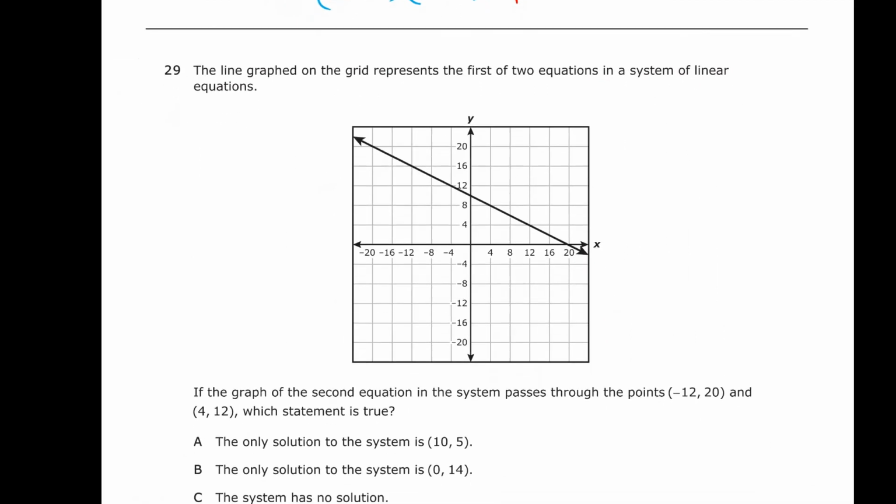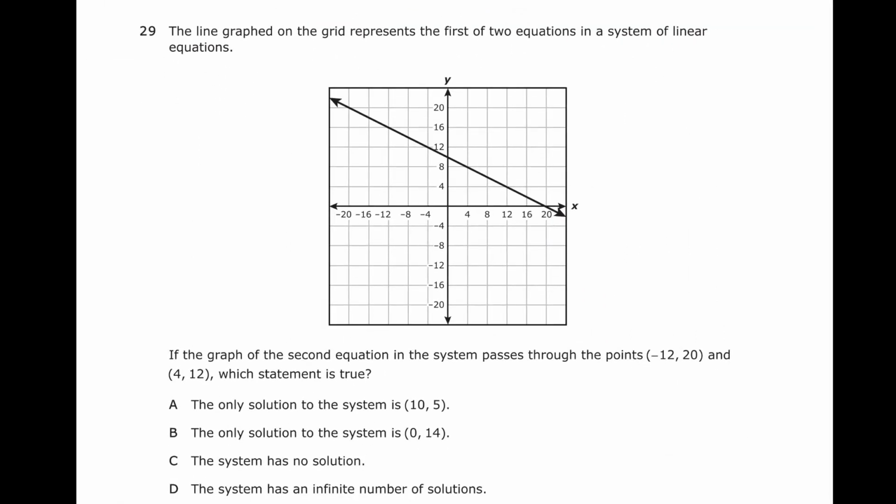All right, our next one, it wants to know which one is passing through the points and how it compares to our original one. It's talking about a system. They've graphed one for us. We have to graph the other. So we should put a point at negative 12, 20. Left 12, up 20. And the other point is at 4, 12, over 4, up 12.